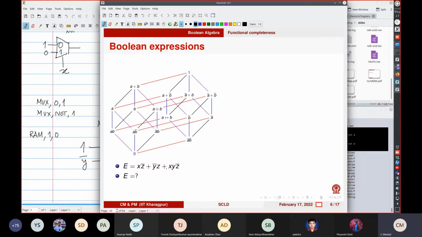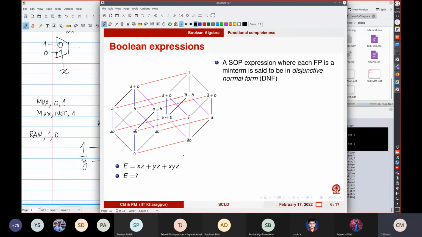Just try, and someone can tell me, what's a simplified form? x z bar plus y bar z. Yeah, you could say x z bar plus y bar z. Okay, yeah, that's all right. So others can also just make sure that you're able to do it.